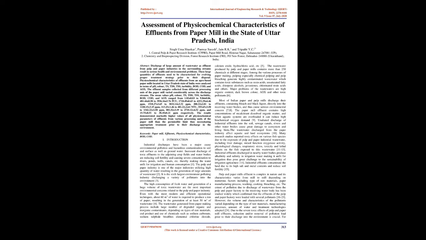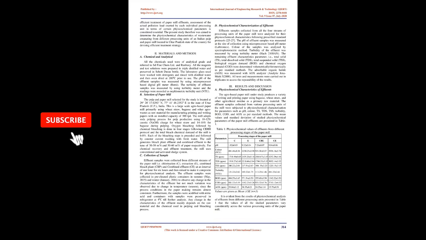Among the various processes of paper making, pulping, especially chemical pulping and pulp bleaching, generate highly contaminated wastewater which contains toxic substances such as resin acids, unsaturated fatty acids, diterpene alcohols, juvabiones, chlorinated resin acids and others. Major problems of the wastewaters are high organic content, dark brown color, AOX and other toxic pollutants. 6. Most of Indian paper and pulp mills discharge their effluents, containing bleach and black liquor, directly into the receiving water bodies, and thus cause serious environmental concerns.